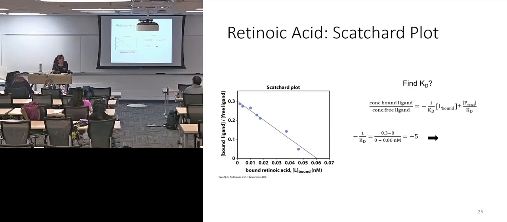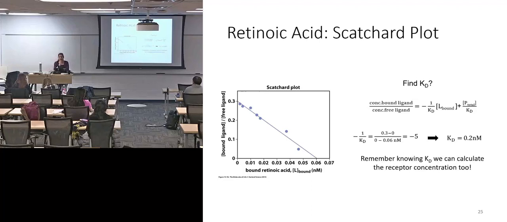But also to make sure things make sense, okay? So now it's positive, 0.2, and we're in nanomolar, and molar units make sense for KD. If ever you're unsure, follow your units. And then remember that knowing KD, you could also calculate the receptor concentration you started with. So how do you do that in this case then? I don't think I have the answer pop up, but your y-intercept is given by the total protein concentration divided by KD.